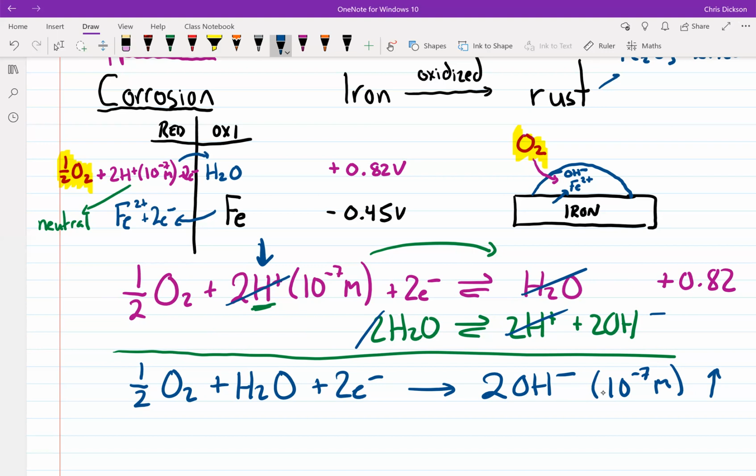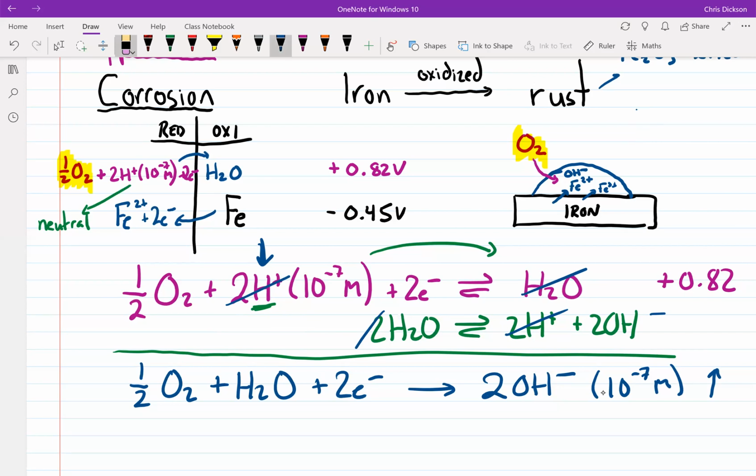Iron 2 hydroxide is formed, and you can actually also get Fe3+ being formed. So you can get different oxidation states. But then you have Fe2+. Let's do that again.